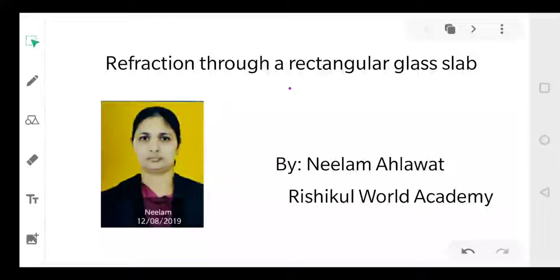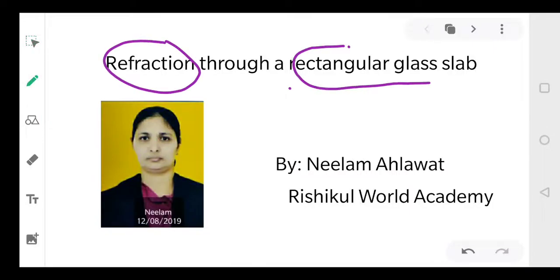Okay. So we're talking about the refraction, and we're talking two words are there, right? The two words, one is the refraction that you know about, and second is the rectangular glass slab. So far we're discussing refraction. Refraction, you know what is refraction? That when light travels from one medium to another obliquely, then it changes its path.